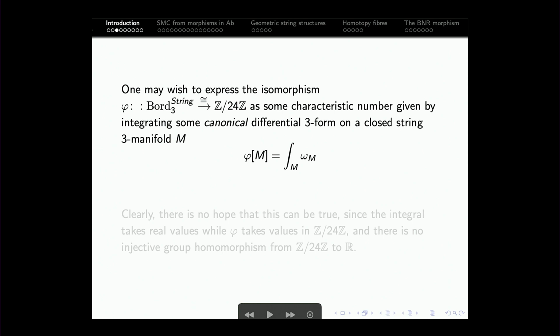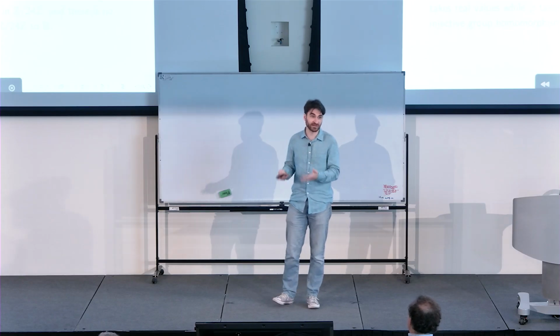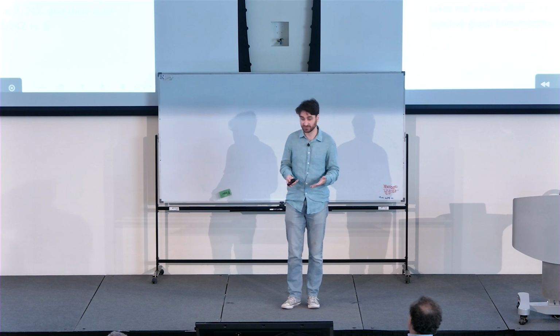Cannot work simply because this has to take values in a completely torsion group, which is Z over 24, and there are no torsion subgroups in R. So there is no hope of having such a thing to work. But however, we can think of a variant of this that may work.